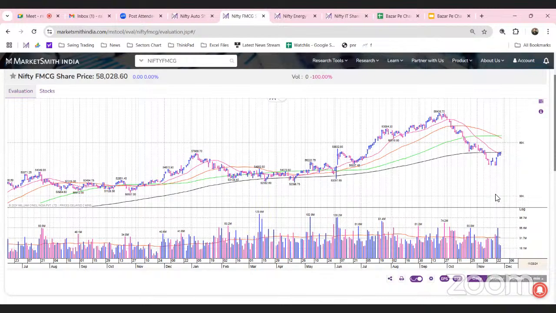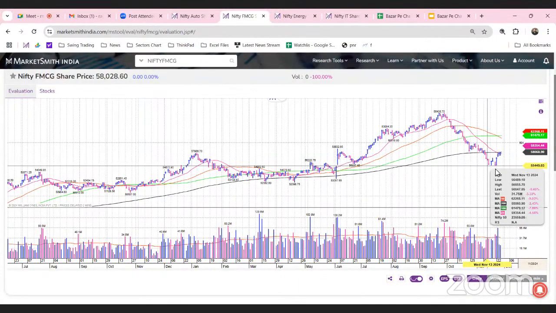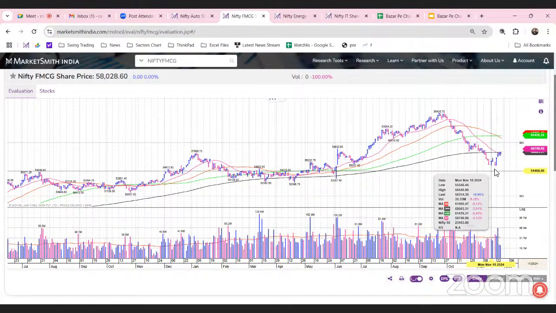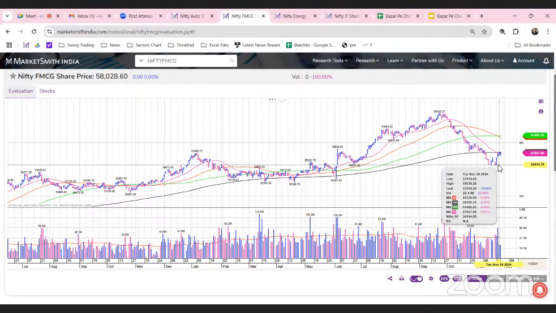But as of now, if you look at the chart itself, as I mentioned in the auto as well, there has been some improvement in FMCG as well. If you look at the past 8 to 9 days of data, or the 7 to 8 trading sessions that have taken place, there has been some improvement in the price structure, and price action has slightly improved.